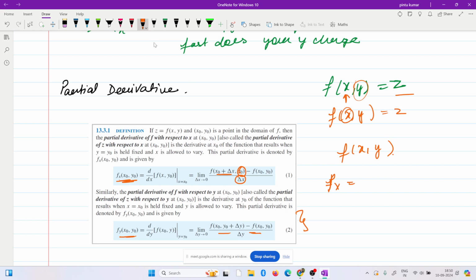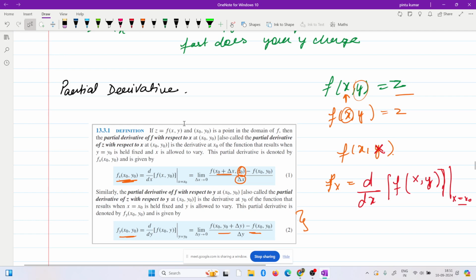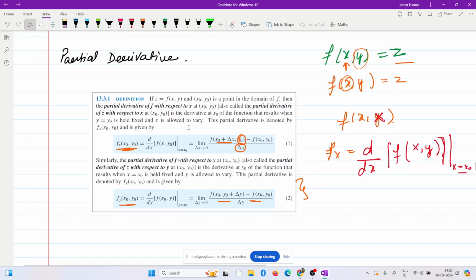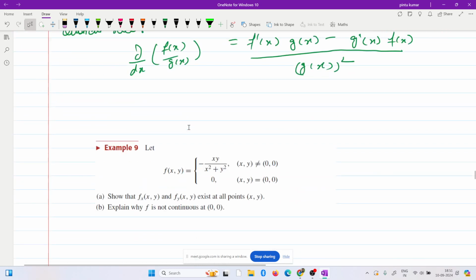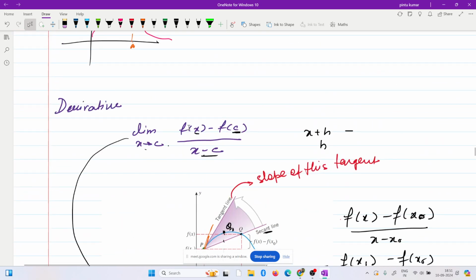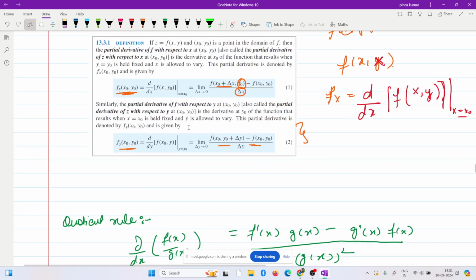So what you can do is, you can just treat your y as a constant. You don't see y as a variable. Then you calculate the derivative of f with respect to x. And then you evaluate this derivative at x equal to whatever point is given to you. Okay. So this is the idea behind partial derivative and derivative.